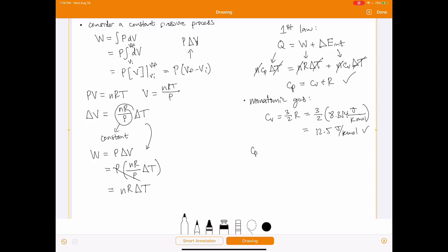And then CP is CV plus R, as we just derived. And if we're dealing with a monatomic gas, CV is 3/2 R, and then we're going to add R to that, so it's 5/2 R. And then we'll have 5/2 times 8.314 joules per Kelvin mole. And if you work that out, you'll get about 20.8 joules per Kelvin mole. So if we have a monatomic ideal gas, the specific heat for a constant pressure process will be 20.8 joules per Kelvin mole.